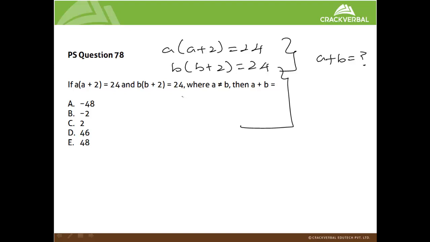So they are asking us to find the value of A plus B. Since it is a second degree equation, A into A plus 2 is nothing but A square plus 2A is equal to 24. Similarly, B square plus 2B is equal to 24 is the second equation. Both are quadratic equations, quadratic in the sense the highest power of the variable here is 2, so we can call that a second degree equation.